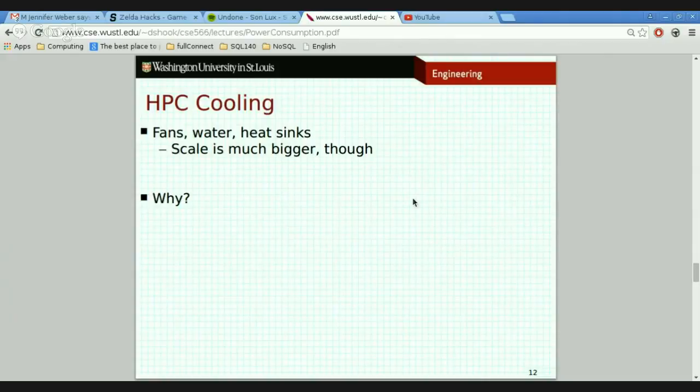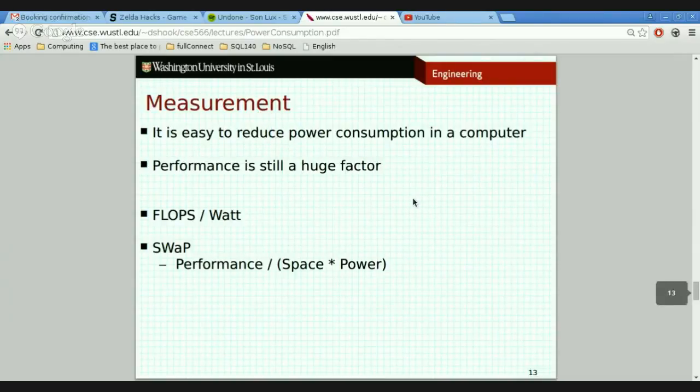Okay, so that's a basic overview of power consumption and heat dissipation that I wanted to talk to you about. Now let's talk about how we can measure our effectiveness. How can we measure how efficient something is? It's easy to reduce power consumption in a computer. All you have to do is turn it off. If I turn my computer off, it consumes no power whatsoever.